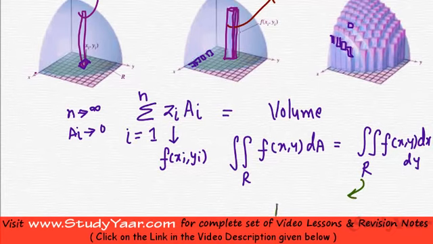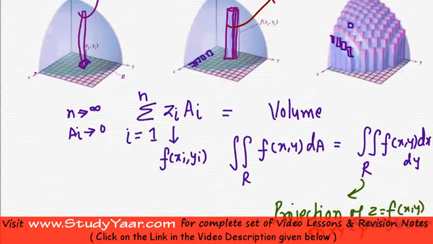R is the projection of z equal to f of x comma y on the xy plane.